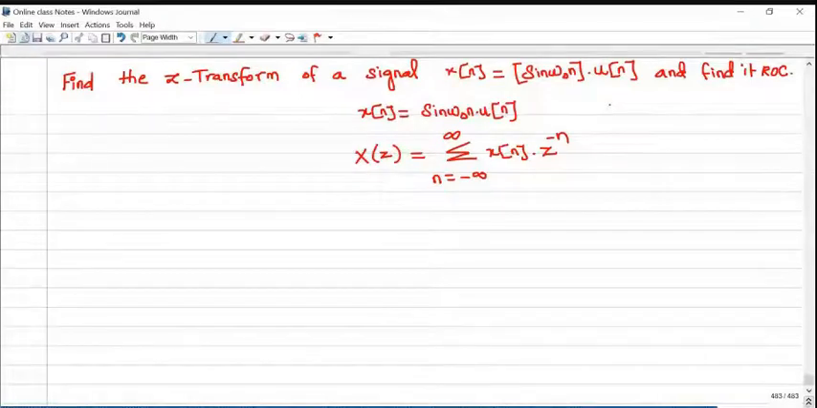So last class, we studied a power n u of n minus a power n u of minus n minus 1, and the region of convergence concept. Some more basic problems are available.